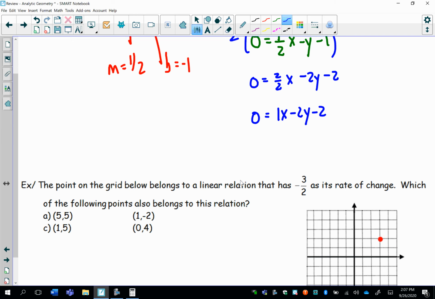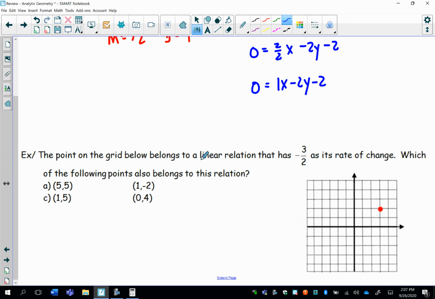The point on a grid below belongs to a linear relation. So we know it's a straight line. It has negative 3 over 2 as its rate of change, or in other words, the slope. Which of the following points also belongs to this relation? Well, if it was me, I would graph the line. This tells me to go down and right. And we always work to the right if we can. So down 1, 2, 3, and over 2.